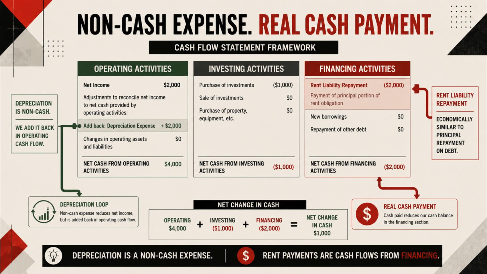Now we move to the cash flow statement. Net income includes depreciation expense, but depreciation is non-cash. So in cash flow from operations, or for our personal finance, cash flow from daily living, we add depreciation back, just like we add depreciation back for a car. Then the actual rent payment appears in cash flow from financing activities. Why? Because economically, the payment behaves similarly to repaying debt principal.